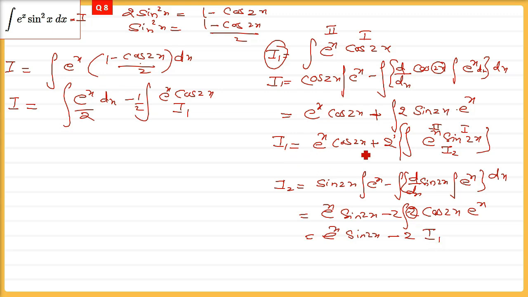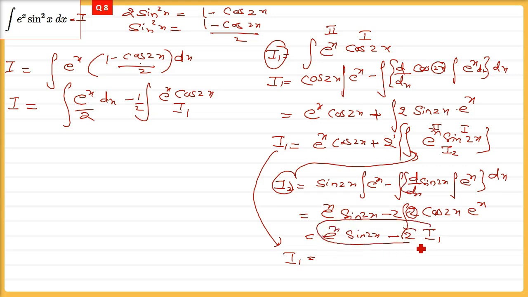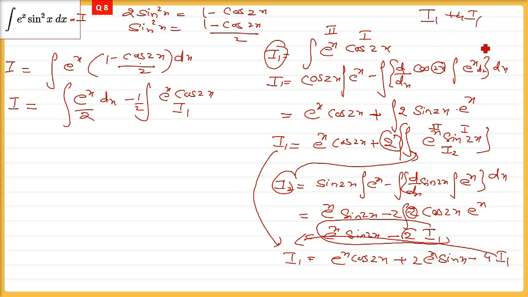So I2 consists of I1, and I2 is actually coming from I1. So this I1 I am writing now, and I am replacing I2 here. Just multiply with 2 and write everything. Multiply 2 with I2 and place it in I1. So e raised x cos 2x plus 2 into I2 will give you 2 into e raised x sin 2x minus 4 I1. Now this I1 you can bring on the left hand side. So I1 plus 4 I1 will be 5 I1. So 5 I1 is equal to, you can take e raised x common, or you can use it later also.